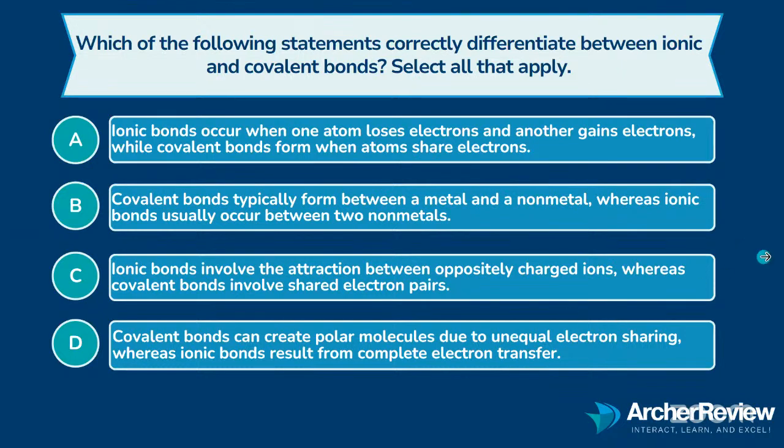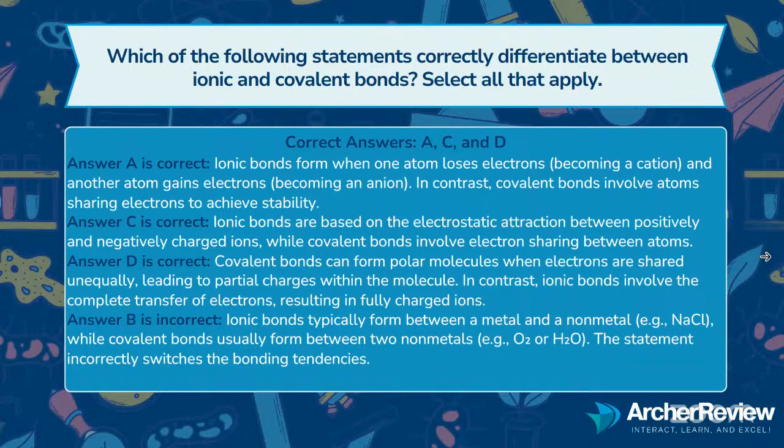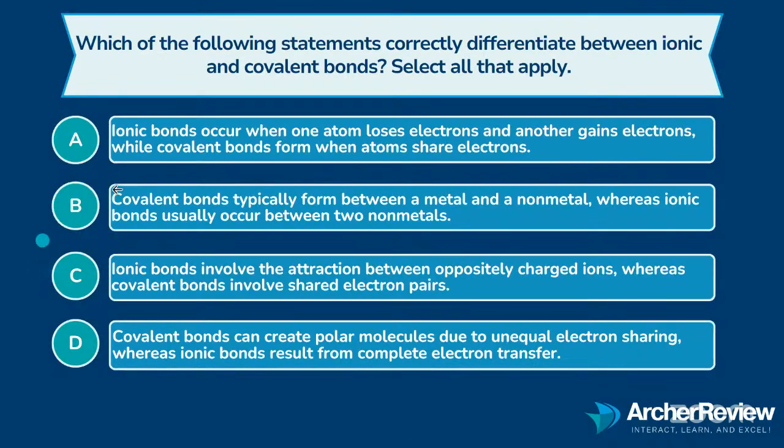All right, this is one of those challenging. Select all that apply. Let's see how we did. A, C, and D. So let's break these down. So let's look back first at A. Ionic bonds occur when one atom loses electrons and another gains electrons, while covalent bonds form when atoms share electrons.